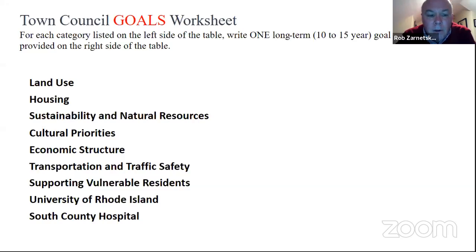All right, on to URI. Long-term goal with regard to URI? So something I was thinking about earlier when we were talking about adult education: URI offers a ton of adult education. Yes. I think we are totally underutilizing that. So I think a goal for me would be to work more collaboratively with URI as far as providing adult education to members of our community.